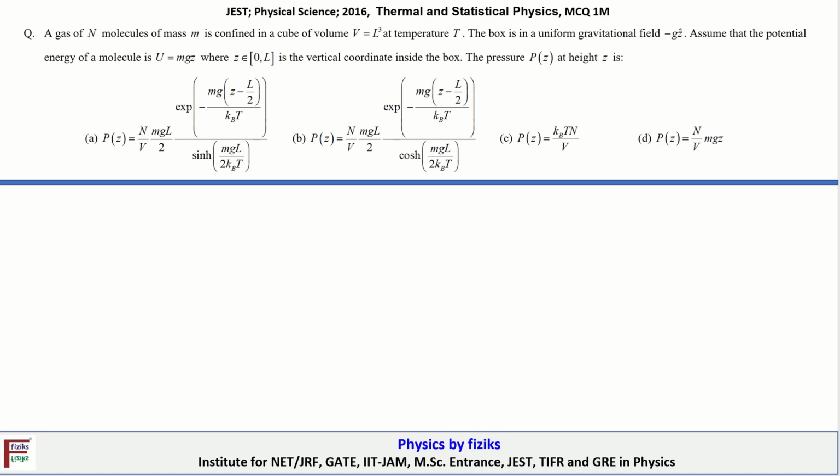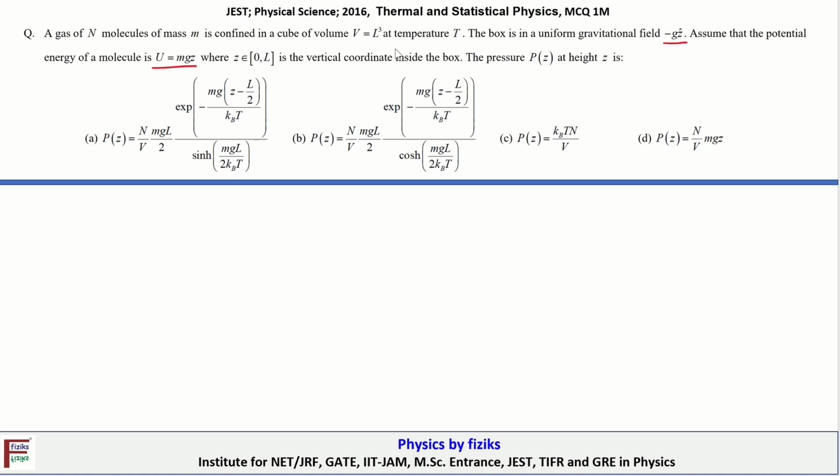So let's continue with the next problem. The statement is: a gas of N molecules of mass m is confined in a cube of volume V equal to L cube at temperature T. The box is in a uniform gravitational field minus g z. Assume that the potential energy of a molecule is U equal to m g z, where z ranges from 0 to L, is the vertical coordinate inside the box. The pressure P z at a height z is?